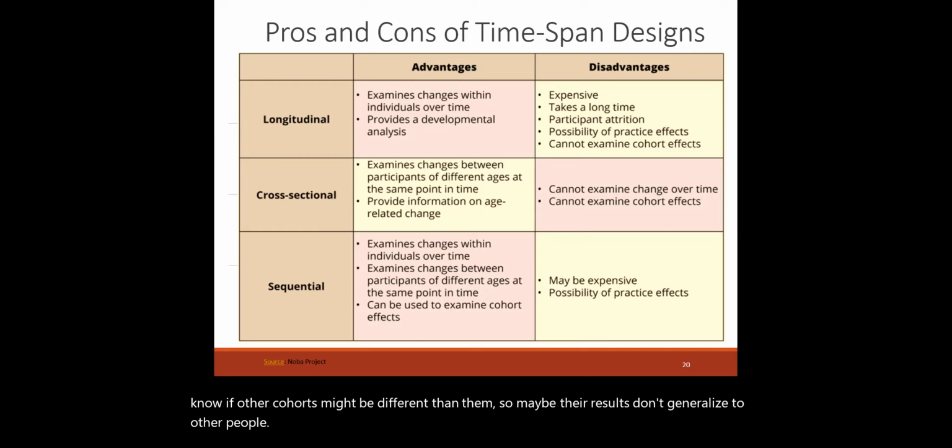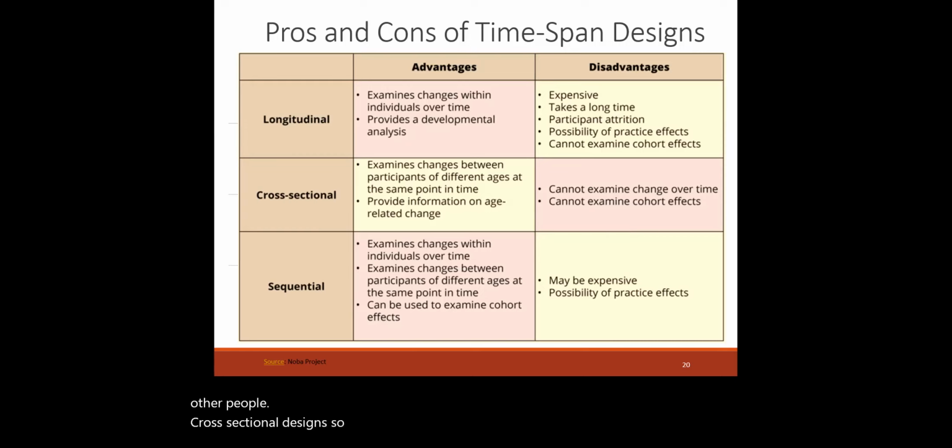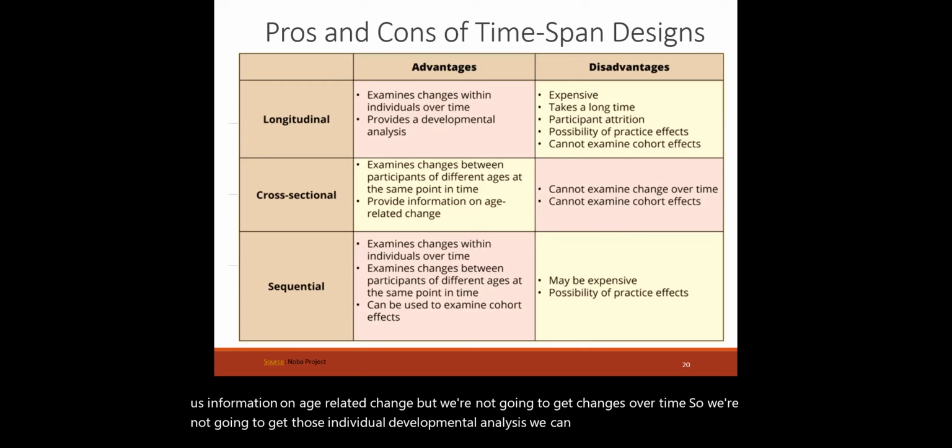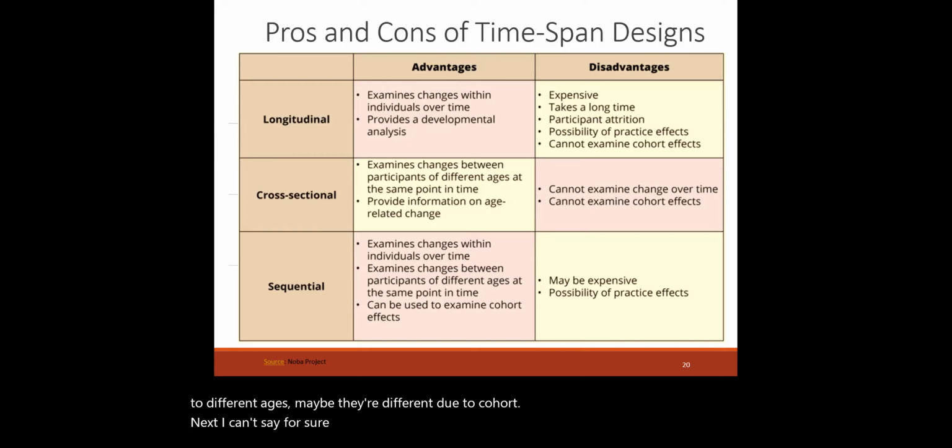Cross-sectional designs. So that's the different age groups studied at one point in time. That gives us information on age-related change, but we're not going to get changes over time. So we're not going to get the individual developmental analysis. We can't examine cohort effects because we're only getting information one-off. Maybe things are different due to different ages. Maybe they're different due to cohort effects. I can't say for sure with this study.